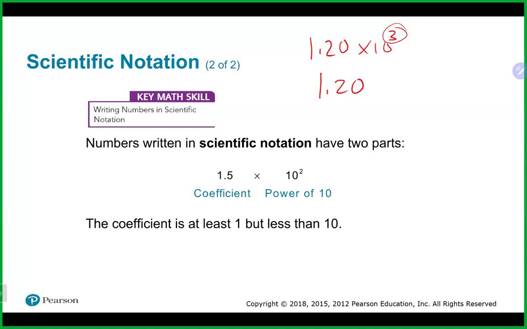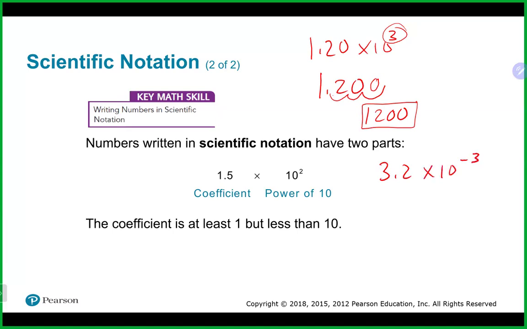So in this case, when we're going from scientific notation back to decimal form, we will need to go to the right, 1, 2, and 3. In this case, we would have to actually add a 0 here, and we would end up with 1200. Now, if I had 3.2 times 10 to the minus 3, same idea here.